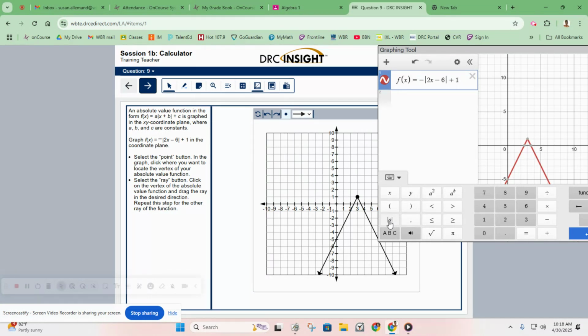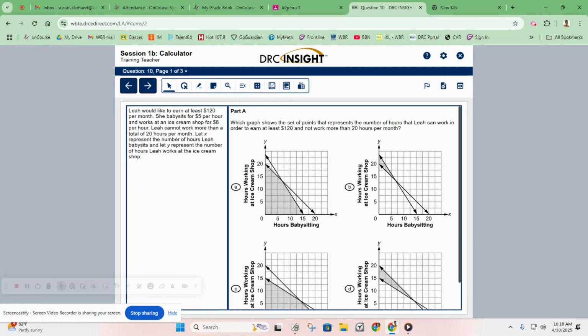Remember, do not close the Desmos until after I've checked your Chromebooks. Okay, looks like everybody got it. Let's go to the next question, question number 10.